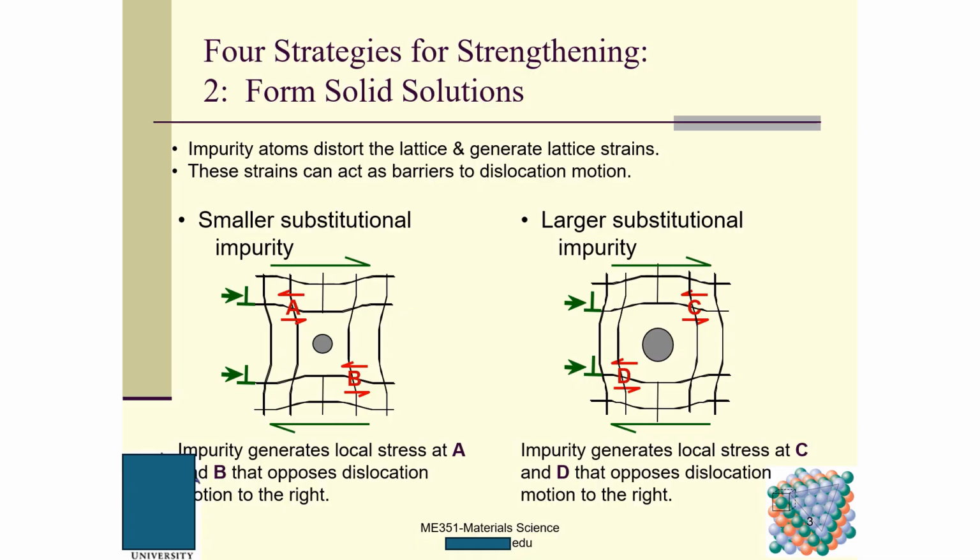The second scenario is that we have a larger substitutional impurity. So we will have a totally different situation. This is the smaller one, and this is the larger one. We can see on these two corners, C and D, we will have a strain. This strain will also prevent the dislocations from moving. So this impurity generates local stress at C and D that opposes dislocation moving to the right.